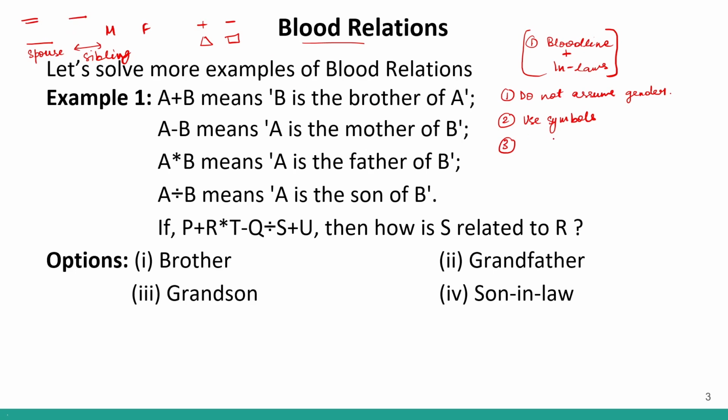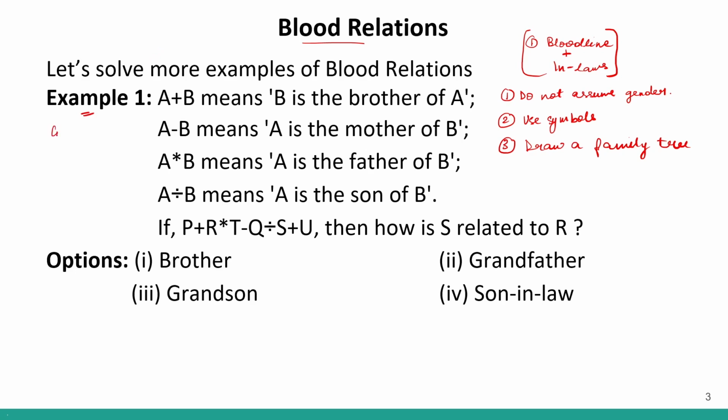And the third thing I told you is that you should always draw a family tree or a family chart, generation wise. This eliminates any sort of confusion and makes the work easier for us, right? In the previous lecture, we discussed that there are three types of blood relation questions. First is your blood relation charts, your puzzles. Second is your coded, decoded type of blood relations. And third is based on conversation. So today we will do a mix of all the questions to get a better understanding.